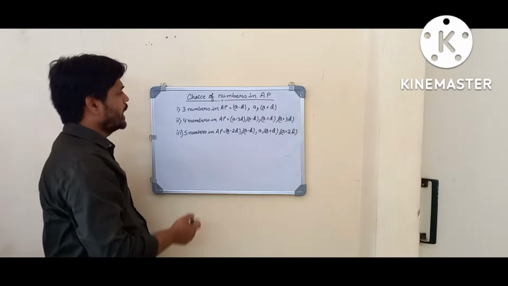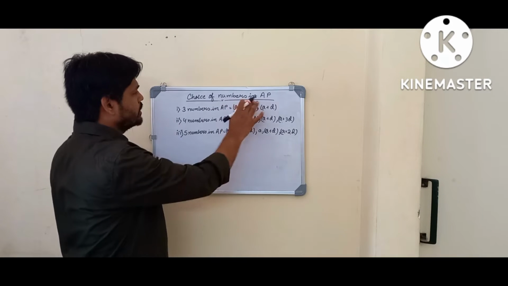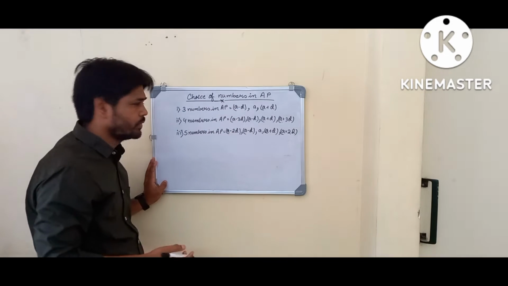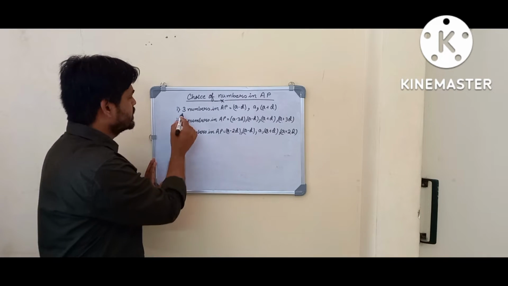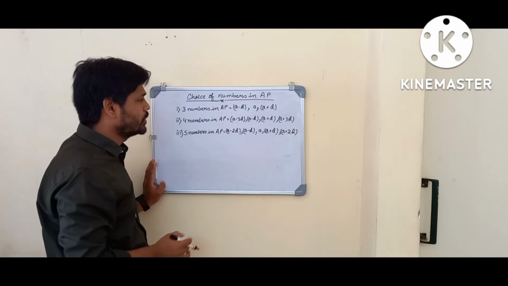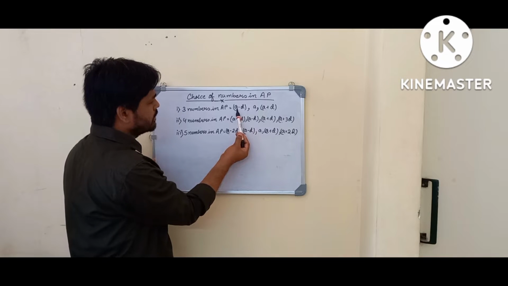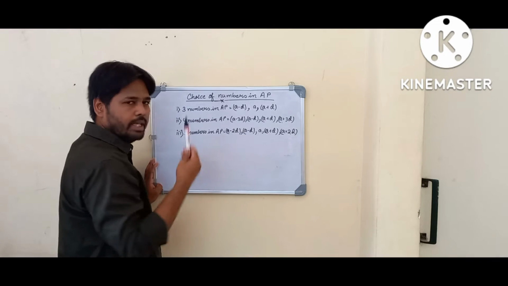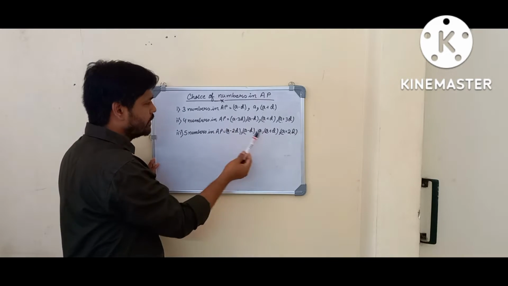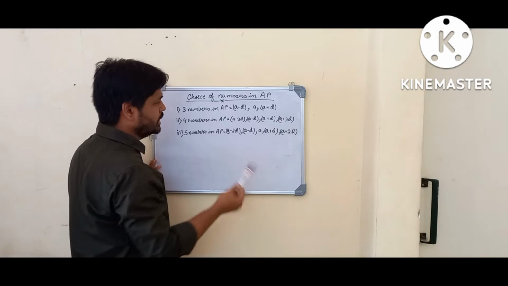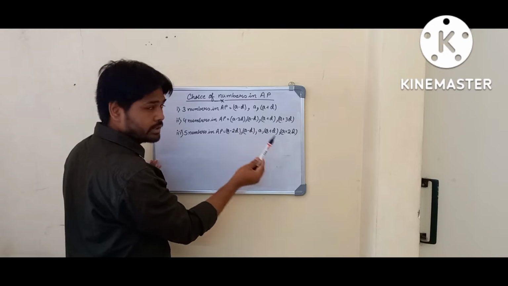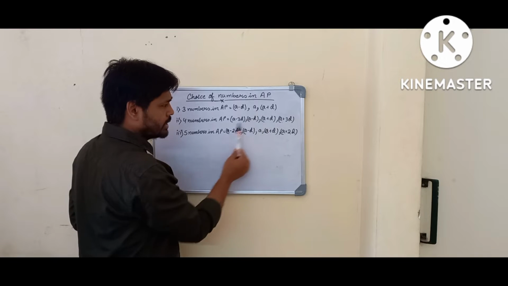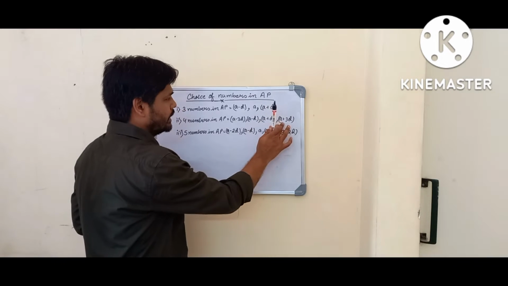Friends, let us summarize this topic, that is the choice of numbers in an AP under these three categories. If an AP contains three numbers, then we can make the choice by taking the numbers in the sequence A minus D, A and A plus D. Similarly, if the AP contains four numbers, then the choice is A minus 3D, A minus D, A plus D and A plus 3D.